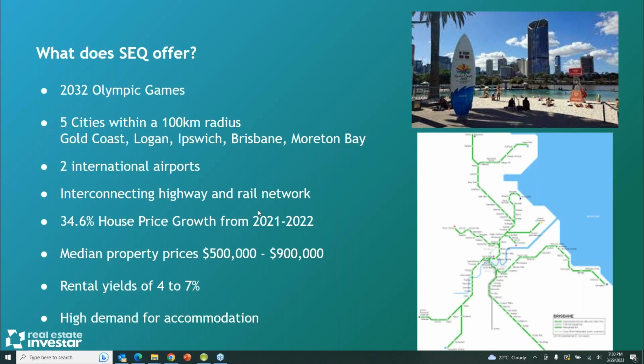Good yields. Probably the rule of thumb used to be 5%. I think that's on the average home not achievable now, because property prices have increased by so much. Rents are starting to creep up. So somewhere around that rental yield, and high demand for accommodation. We saw those vacancy rate figures.